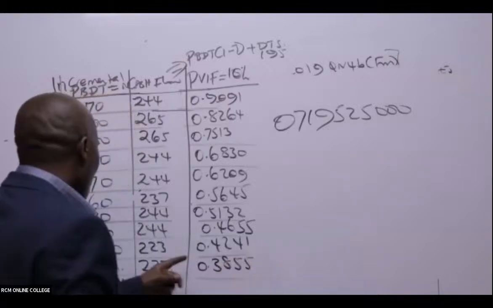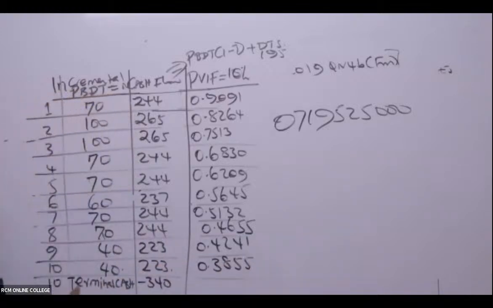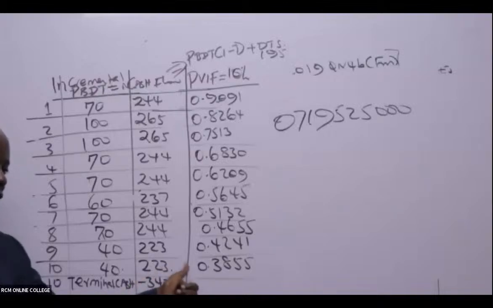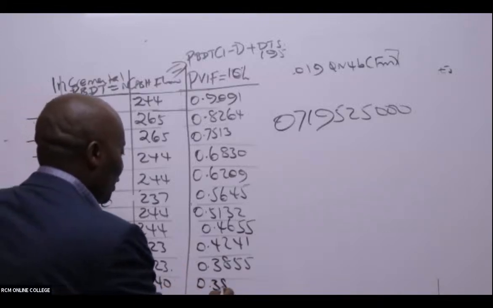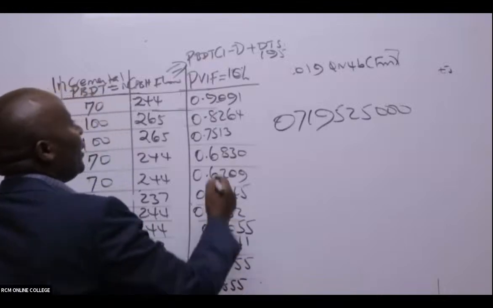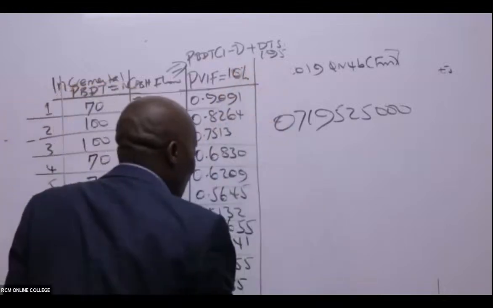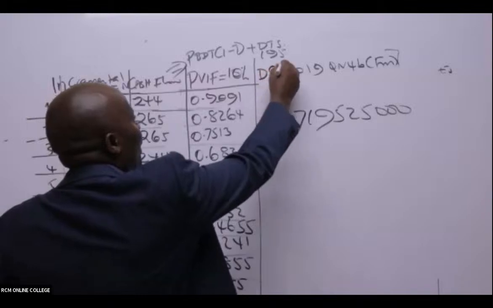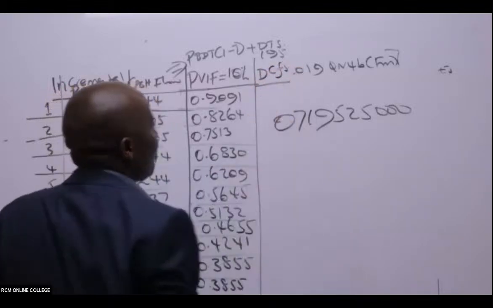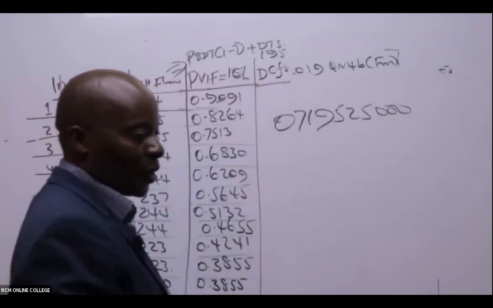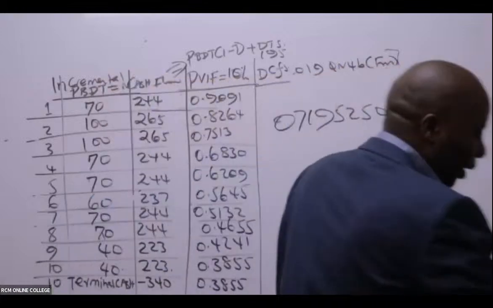3855. So then what do you think of this terminal cash flow? Which figure should I use here? It is called the detour as above, isn't it? Drop down. You drop down 0.3855 like that. And then now you come and create a column of DCFs, discounted cash flows.